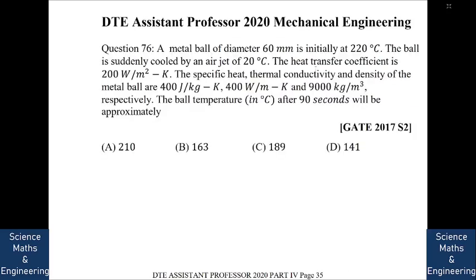Next question. A metal ball of diameter 60 millimeter is initially at 220 degrees centigrade. The ball is suddenly cooled by an air jet of 20 degrees centigrade. The heat transfer coefficient is 200 watt per meter square Kelvin. The specific heat, thermal conductivity and density of the metal ball are 400 joule per kg Kelvin, 400 watt per meter Kelvin and 9000 kg per meter cube respectively. The ball temperature in degree centigrade after 90 seconds will be approximately.